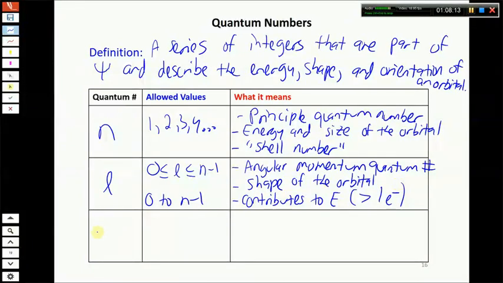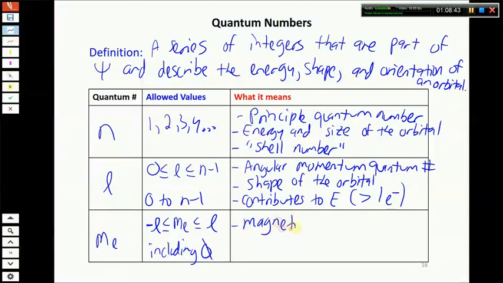The last one then is m sub L. So it's m with a subscript L. And the allowed values of m sub L are, the biggest value would be L itself, and the smallest value is negative L. So this is the only one that can be both negative and positive. And it also includes 0, so you don't skip 0. So it's all values between negative L and positive L, all integer values, positive or negative. What we call this is the magnetic quantum number. That's what the M stands for.